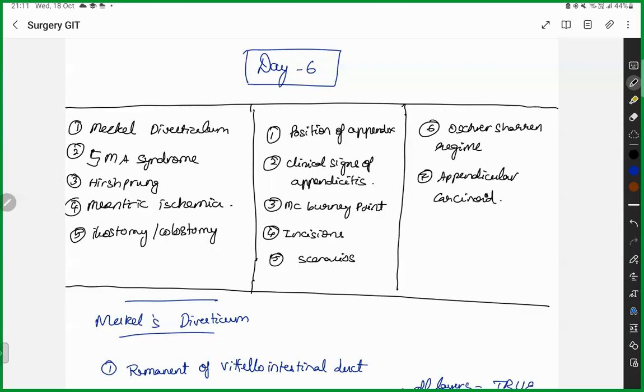So welcome to day 6 of the topic. Today we are going to discuss Meckel's diverticulum, then superior mesenteric artery syndrome, Hirschsprung disease, mesenteric ischemia. Then we will be discussing the ileostomy or colostomy. Then we will go for the appendix chapter. Okay, so without wasting much time, let us start with the discussion.